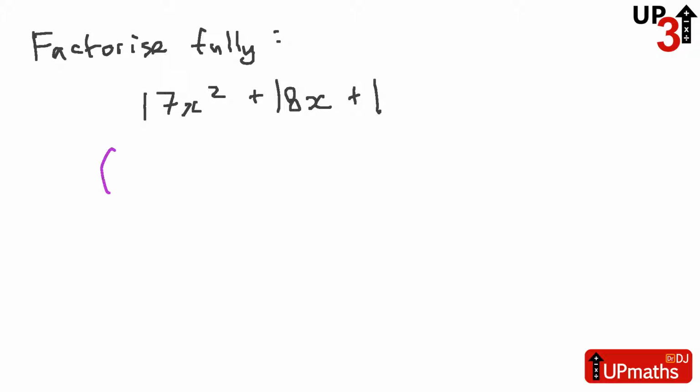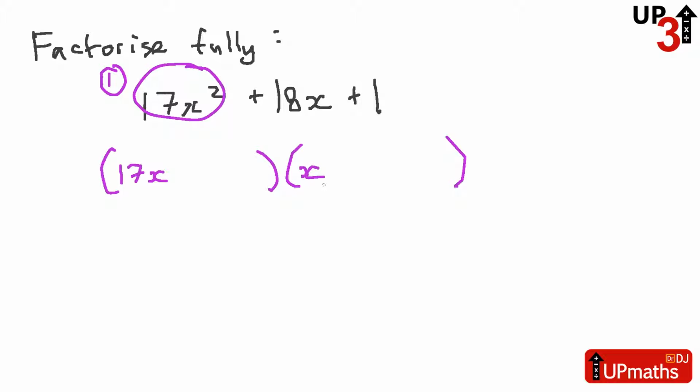Factorize fully. Okay, if you're familiar with the way I factorize, the first thing is I deal with this. I need something times something that equals that whole thing. 17 is a prime number, so assuming it factorizes, and the question implies it does, it's going to have to be 17x times x, I guess, unless it's some weird square root thing, but I can't see any square roots anywhere else. And then the second thing is I deal with this.